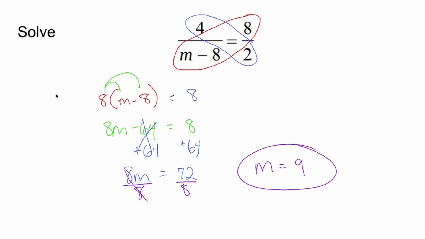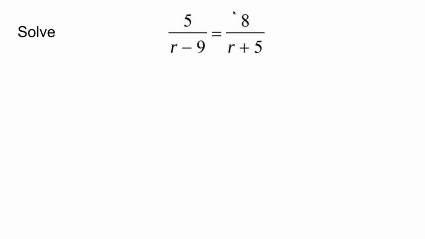Cross multiply, crisscross applesauce, whatever you want to call it. Easy peasy, lemon squeezy. This is called a proportion. A proportion looks like a fraction equals a fraction. And the way you solve a proportion is you do crisscross applesauce. What does that mean? You take two diagonals and multiply them together.